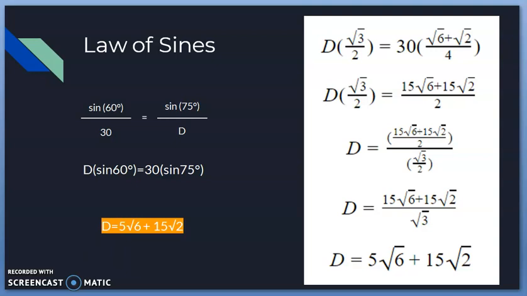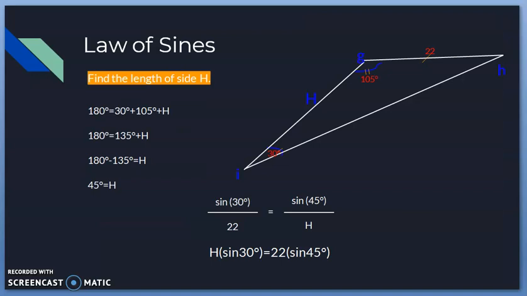Let's look at another example. We are now looking at an angle-angle-side triangle, or an AAS triangle. We know this because we have two angles and a side. We are asked to find the length of side H. Again, we're using the law of sines, meaning we'll need to find the corresponding angle. We'll do this by doing 180 degrees equals 30 degrees plus 105 degrees plus h degrees. Then we'll have 180 degrees equals 135 degrees plus h. We'll subtract 135 from both sides, giving us 45 degrees is equal to h.